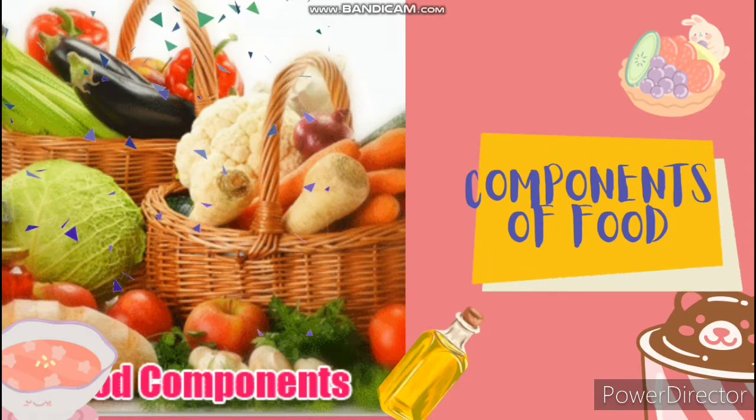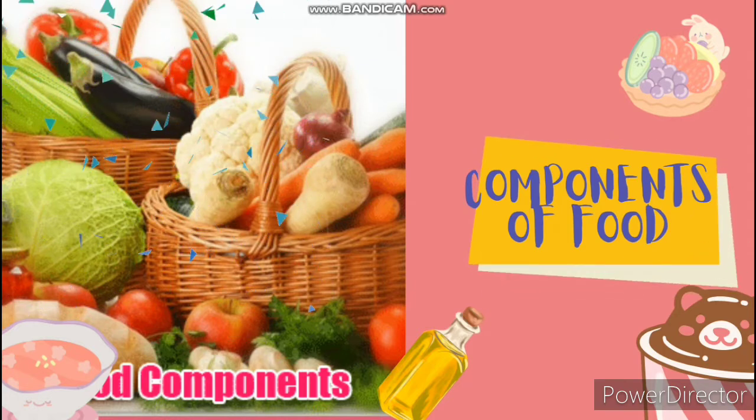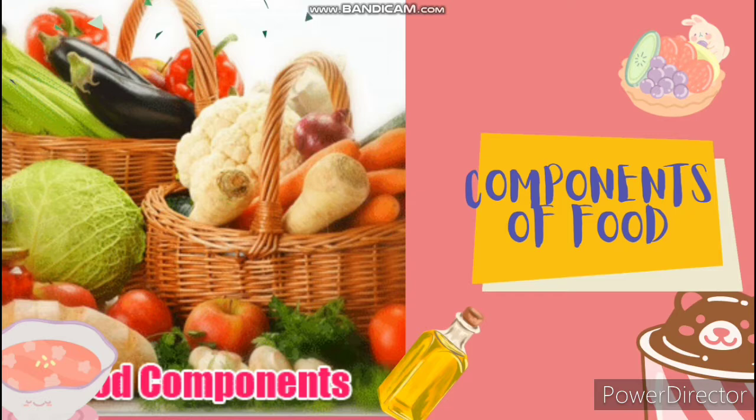Food can be divided into six types on the basis of its components. That is, we have carbohydrate, protein, fats, vitamin, mineral, and water.